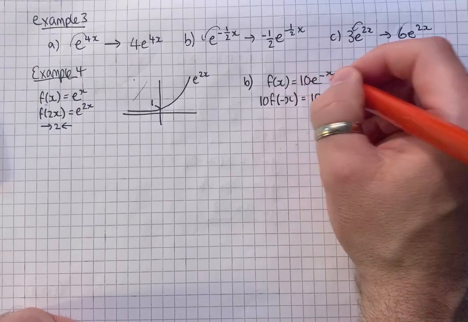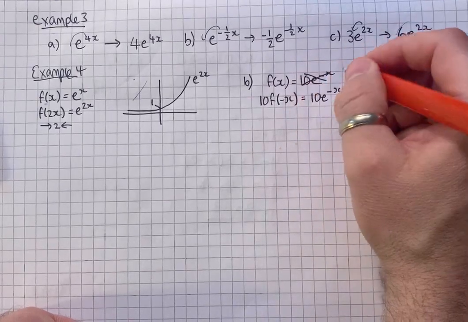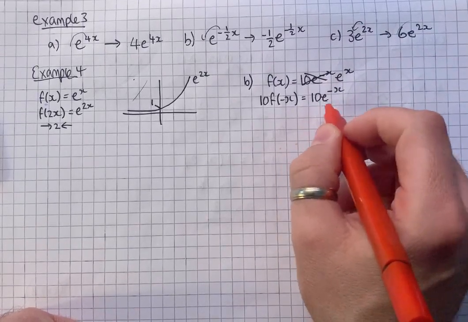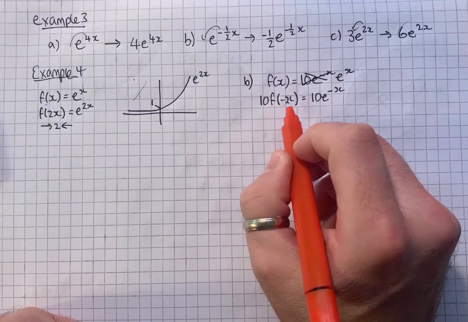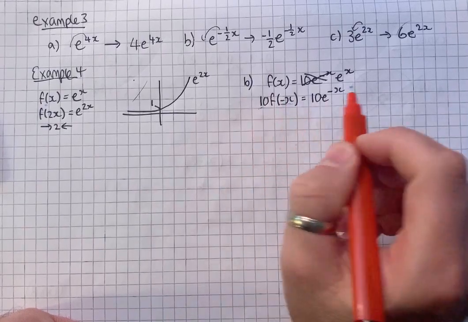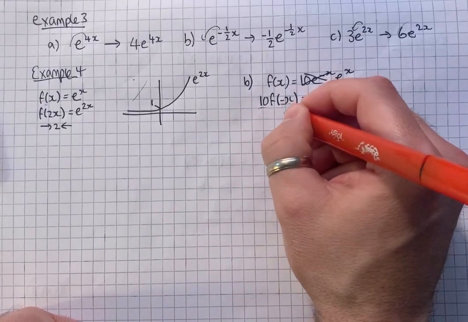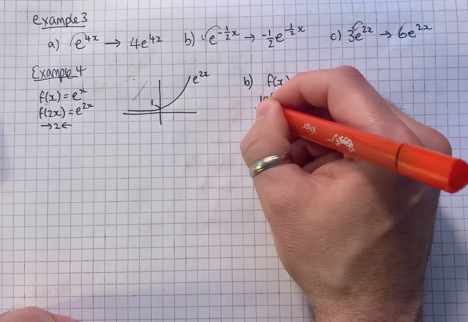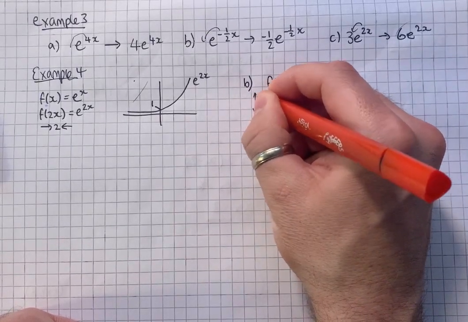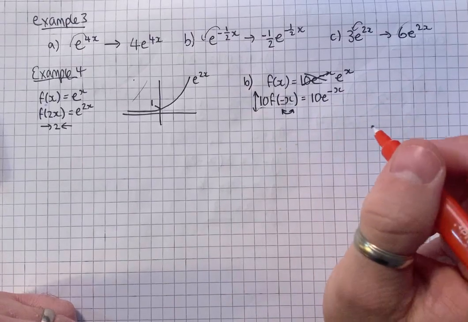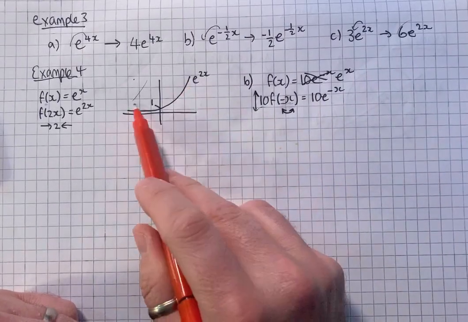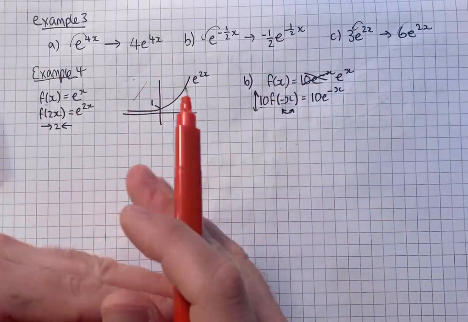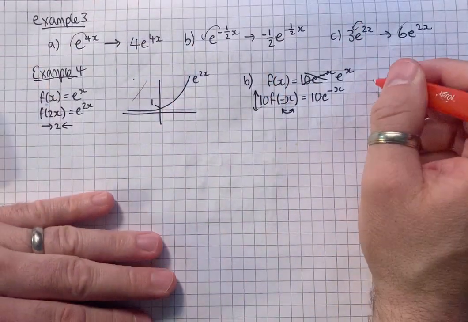So here I should have written f of x equals e to the x. And this is the graph that I want to draw. So I need to swap the input value to minus x and multiply by 10. So this is going to be a horizontal reflection, and this is going to be a stretch vertically by a factor of 10. So I need to take the original graph, which looks similar to this, except it's e to the 2x. I need to flip it and then stretch by a factor of 10.